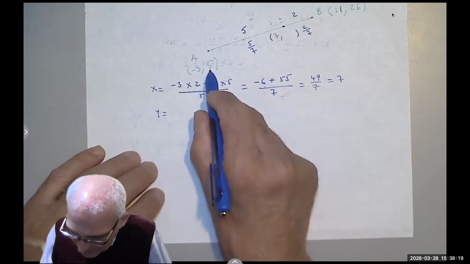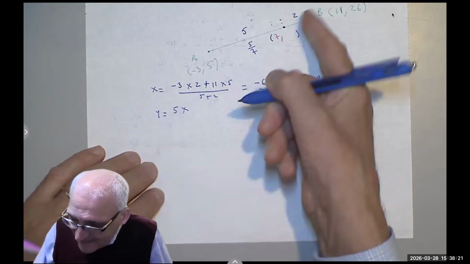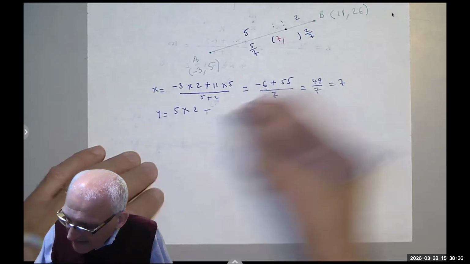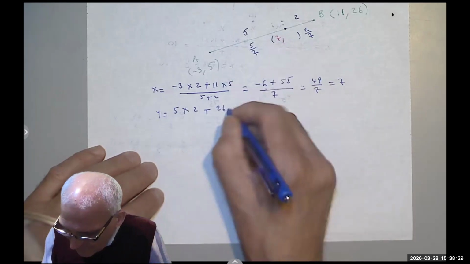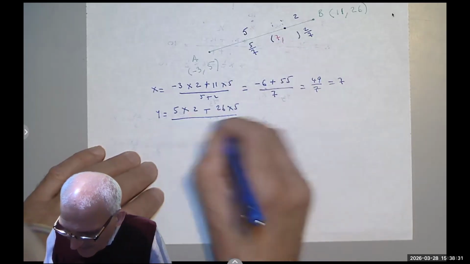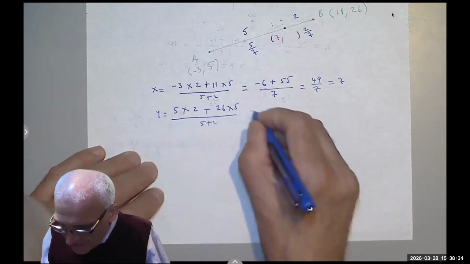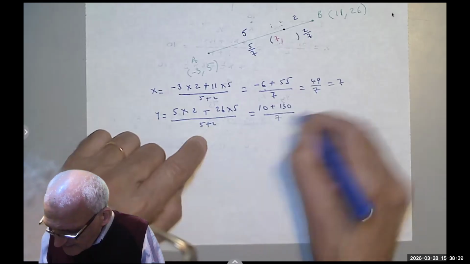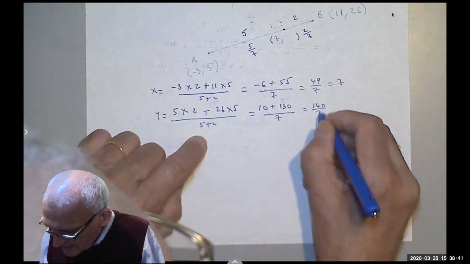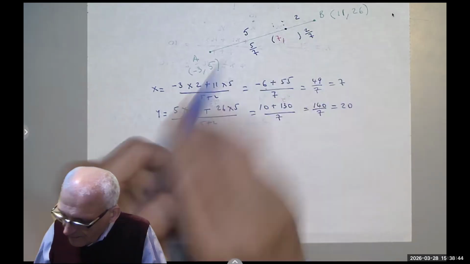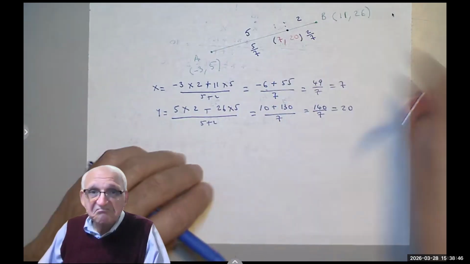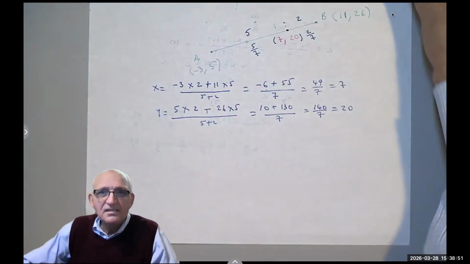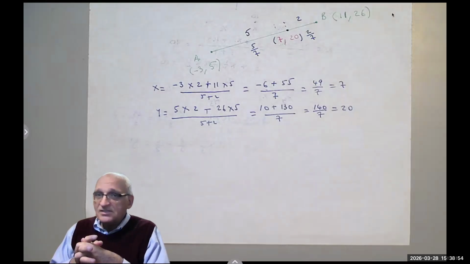The y, I'm going to take the first y and multiply it by the second ratio, and take the second y and multiply it by the first ratio, and then divide by 5 plus 2. So I get 10 plus 130 over 7 equals 140 over 7 equals 20. And you can do whatever you want. Any ratio, it doesn't matter. Any proportion, it doesn't matter.